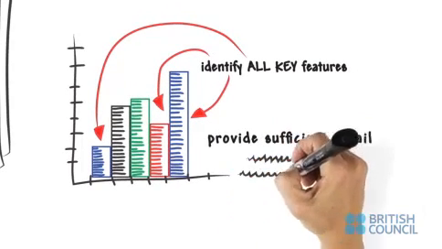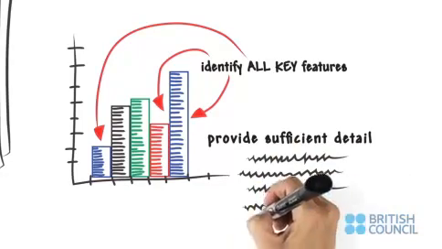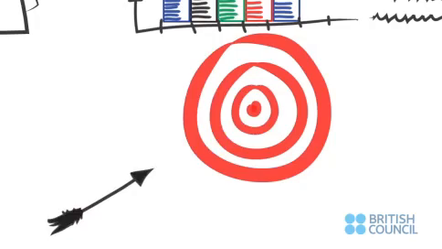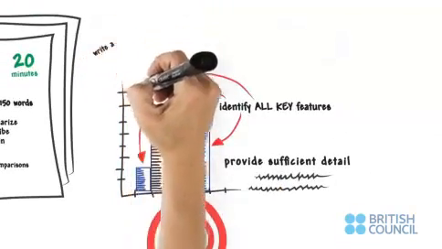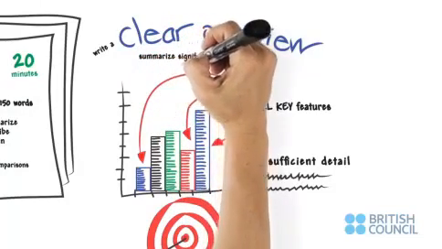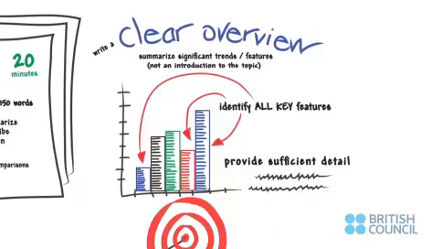Provide sufficient detail for a meaningful explanation, not too much detail, not too little. Ensure accuracy when referring to data or describing trends or processes. It's important to write a clear overview. This means summarizing the most significant trends or features from the data or information in the diagram. This is not simply an introduction to the topic.